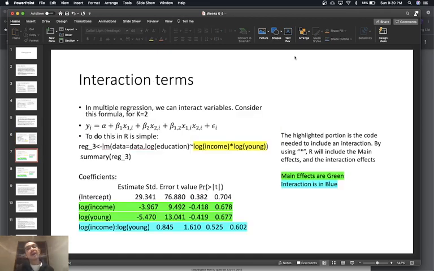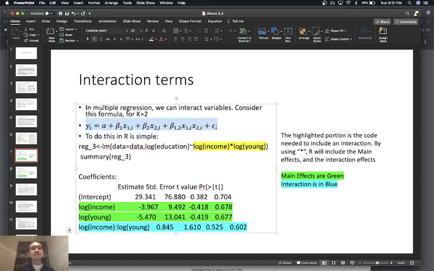Okay, so now interaction terms. So in multiple regression, we can now interact variables. So this is a simple model with an interaction term. You've got two continuous variables, x1 and then x2. And then now you're interacting them, x1 times x2, right? So this is now saying that the x1 and x2 sort of interact with each other to create changes in y. To do interactions, it's quite simple.